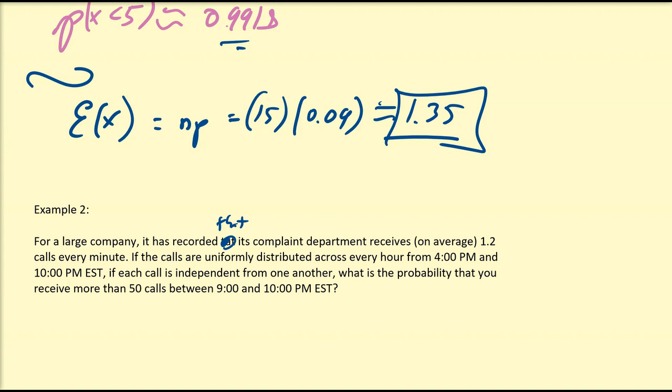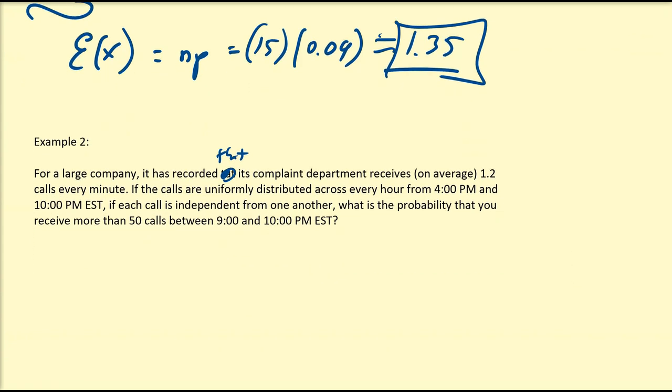If the calls are uniformly distributed across every hour from 4 o'clock to 10 o'clock p.m. Eastern Standard Time, and if each call is independent of one another, what is the probability that you receive more than 50 calls between 9 and 10 p.m.? So let's write down a couple of things before we start identifying how to solve the problem directly.